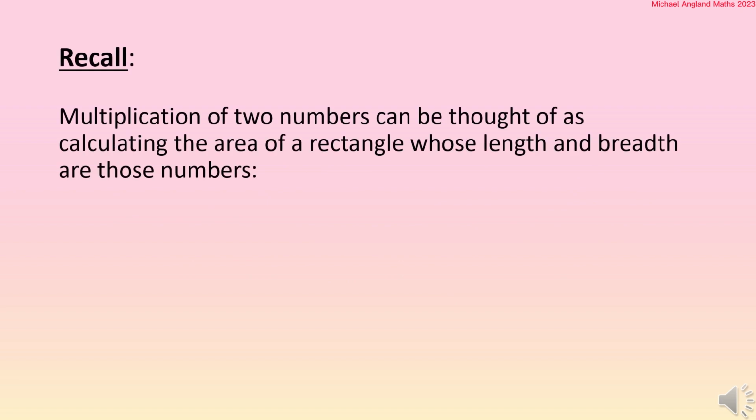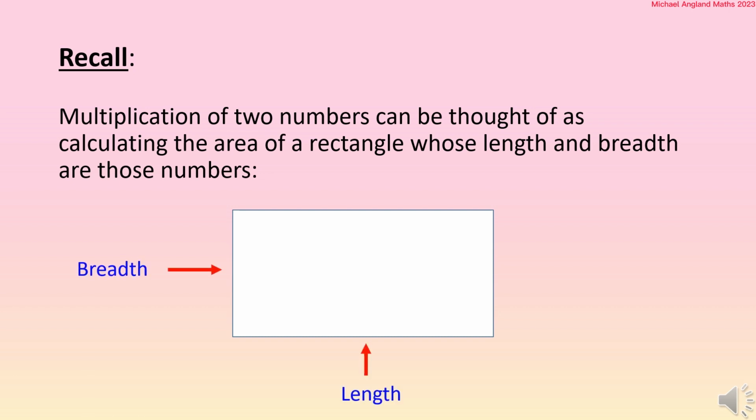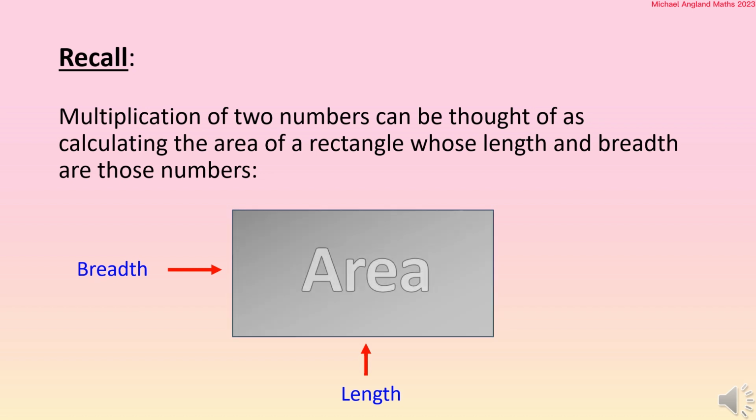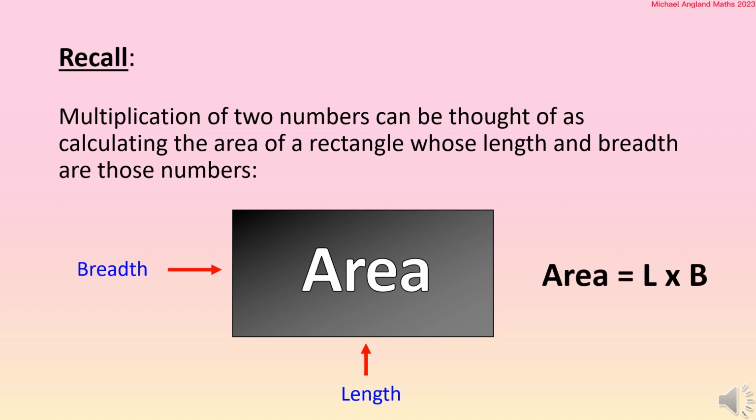Recall, multiplication of two numbers can be thought of as calculating the area of a rectangle whose length and breadth are those two numbers. So for instance, the rectangle here, the longer dimension is the length, the shorter dimension the breadth. If we multiply the length and breadth together, that gives us the area of the rectangle.